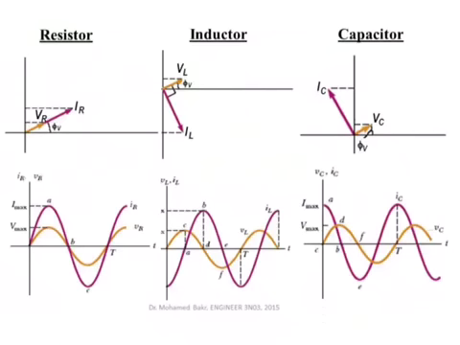Now for an inductor, we agree that V is equal to L di by dt. So the voltage is the derivative of the current. So if you have the current here, this is minus cosine, then the voltage will be a sine. You see here that the voltage is leading the current.